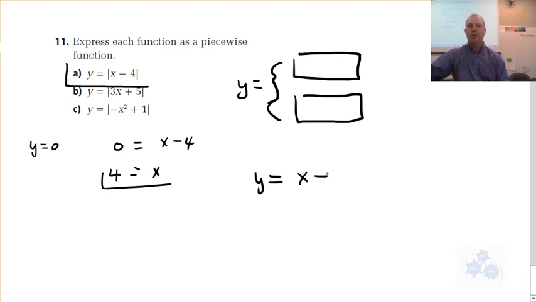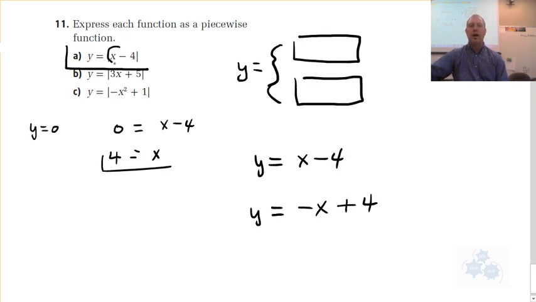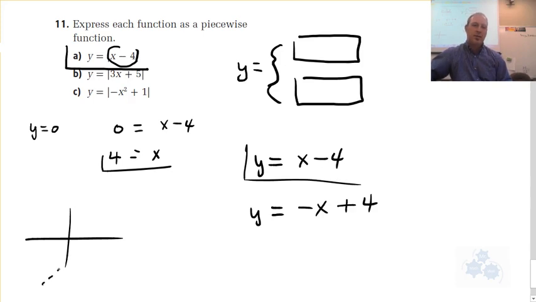Now let's think about it. y equals positive x minus 4, and y equals negative x minus 4, or negative x plus 4. From what you know, this is a line, so we're going to have some kind of V. This equation right here, the first one, is going to be this line right here. This is our x-intercept. So it's going to be this equation, x minus 4, when x is what?